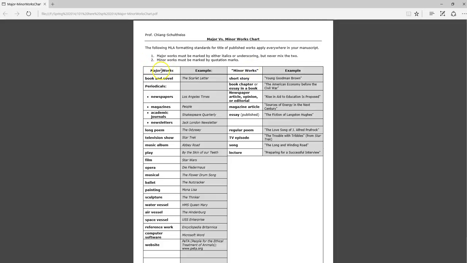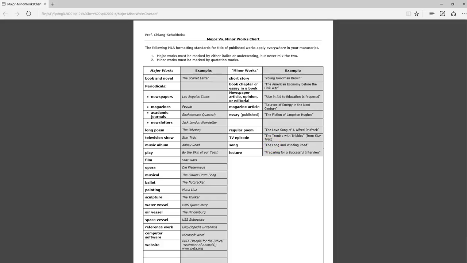Firstly, major publications can be thought about as things that you would purchase. Now, I know nowadays you can buy single songs, but back in the days, you would buy an album. And then on that album or on that CD were the lists of songs. So a music album itself, the title of it is going to be in italics, but a song is going to be in quotation marks.